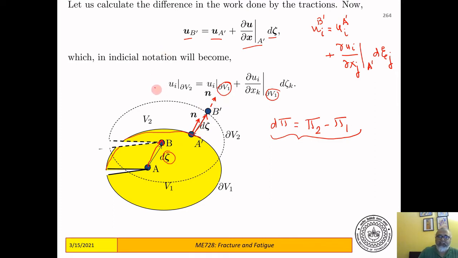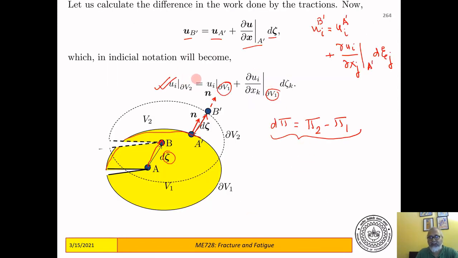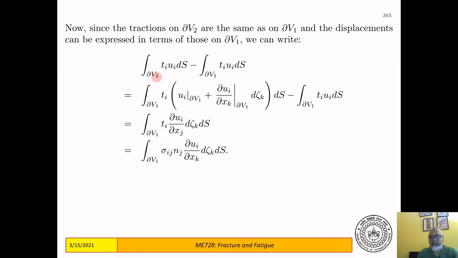So now this expression will be put back into here. For this integral over delta V2, we will replace ui at delta V2 in terms of the Taylor series, which is framed now in terms of ui at delta V1 and the derivatives. So we will put this expression into the traction relations. So this is the traction relation, work done by the traction on delta V2 minus work done by traction on delta V1, and this Ui on delta V2 is replaced in terms of the Taylor series expression that we had in the previous slide.